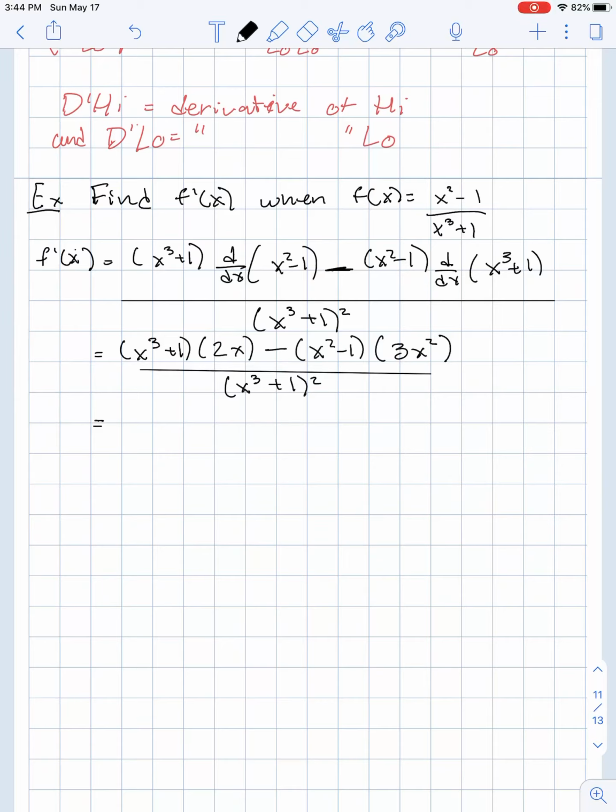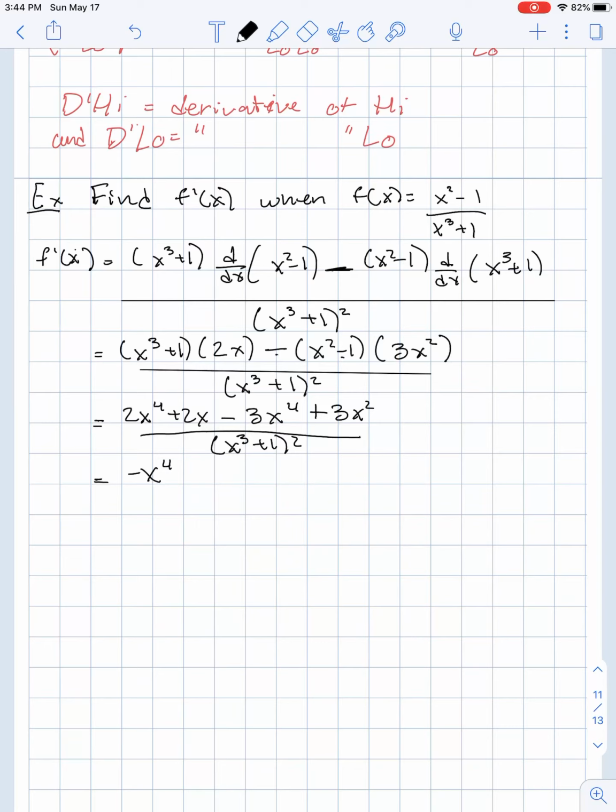You can take it a step further here and simplify, just for the purpose of making it easier to type in some stuff. All these parentheses. So let's multiply out this 2x in the first term. So I'll get 2x to the 4th plus 2x, minus 3x to the 4th plus, because that minus is minus times a minus, so plus 3x squared, over x cubed plus 1 squared.